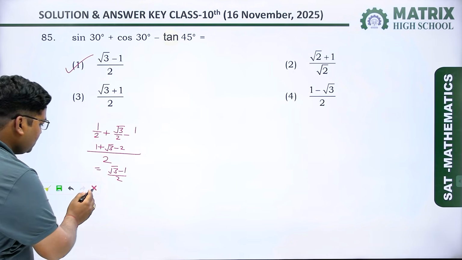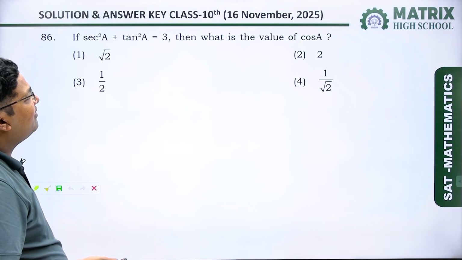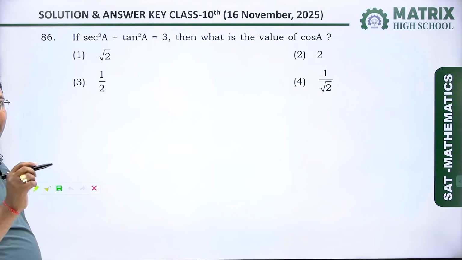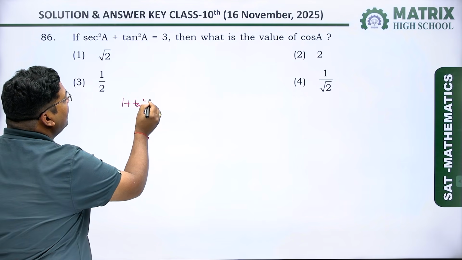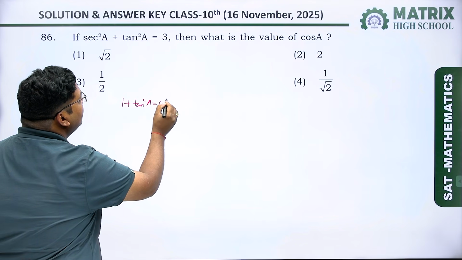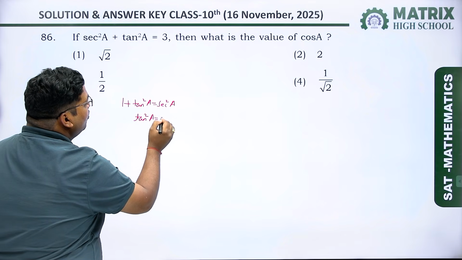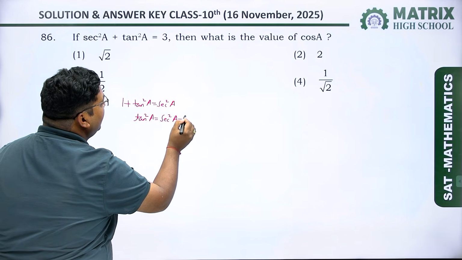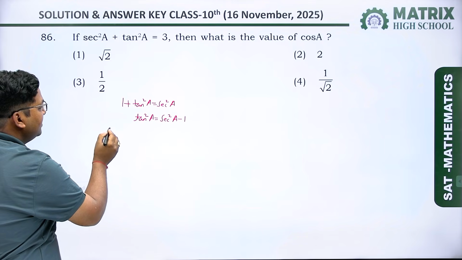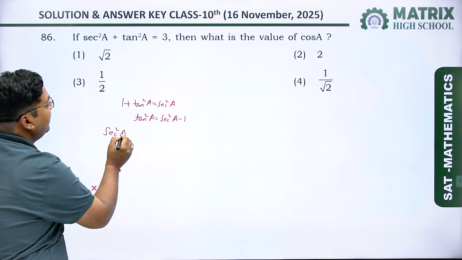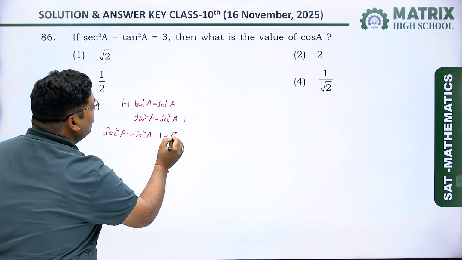Now coming to the next question. If sec square A plus tan square A equal to 3, then what is the value of cos A? So here we apply an identity, that is 1 plus tan square A equal to sec square A. So from here we will get tan square A equal to sec square A minus 1. Now we have to substitute this value in the given equation. So we will get sec square A plus sec square A minus 1 equal to 3.